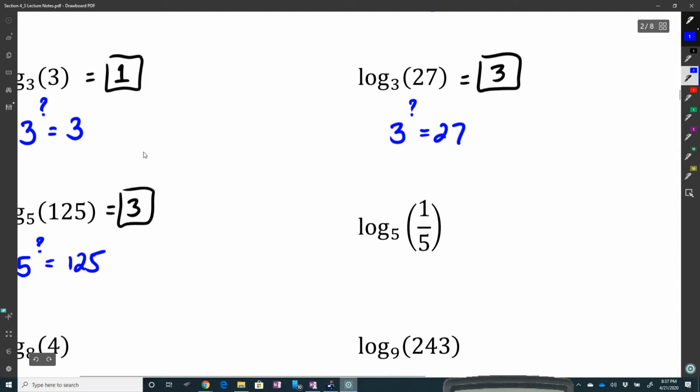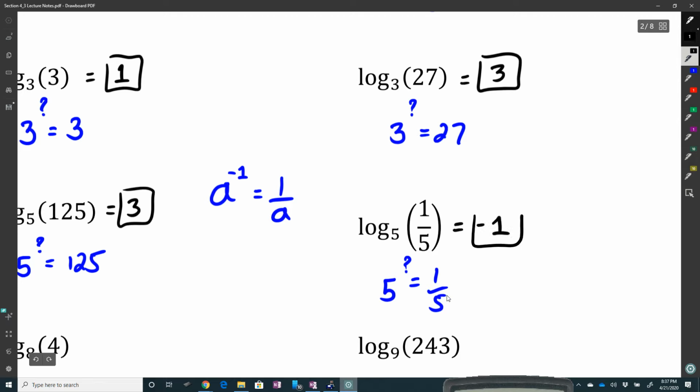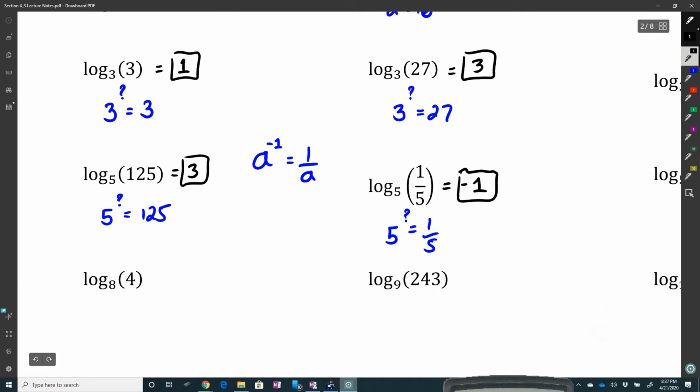Normally, if there wasn't quarantine, this exam would have a calculator section and a no calculator section. And the no calculator section would be these problems, because you do not need a calculator to be able to do these. 5 to the what is 1/5? Well, that's a little tricky, but remember, we were dealing with this rule earlier. A to the negative 1 is 1 over A. Well, that's the same thing over here. This means the answer is negative 1. So the answer to logs can be negative, right?